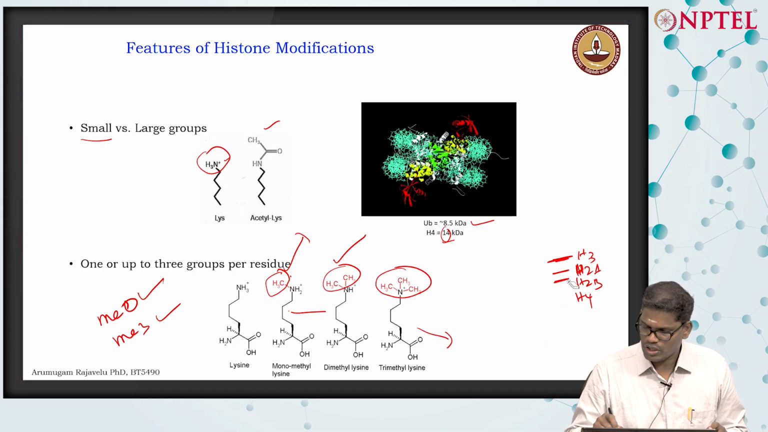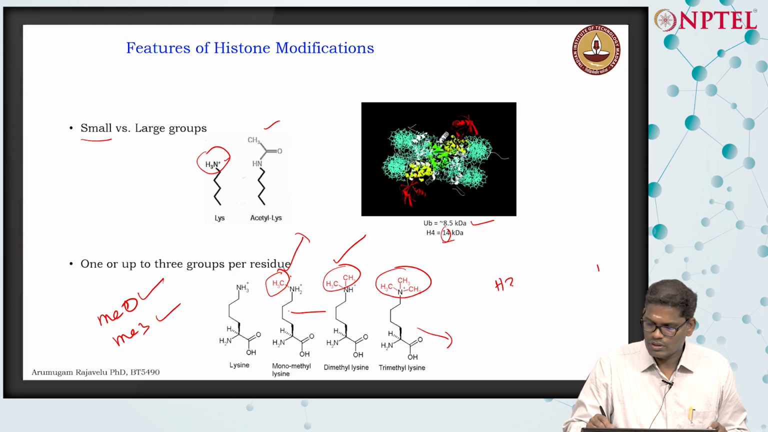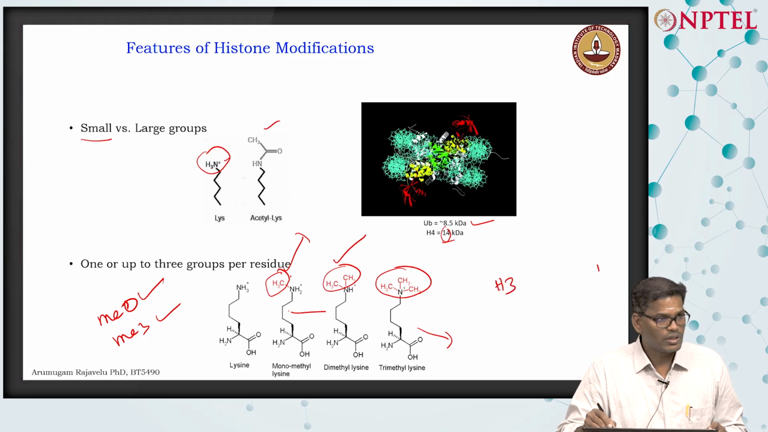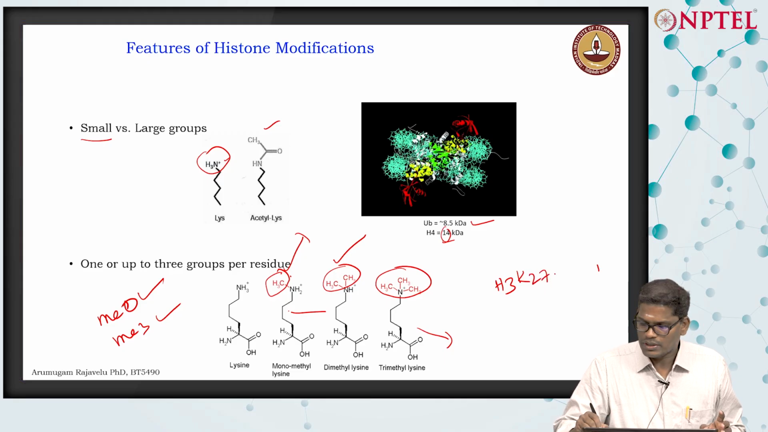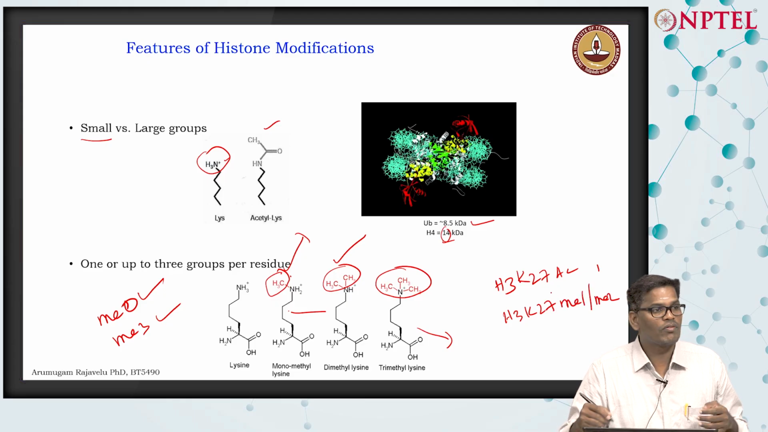For any modification on any protein, you should always write histone 3, the subunit of histone 3, and then which lysine, and the 27 means position 27. And if this position can be acetylated, you should write acetylated. For histone 3 lysine 27 methylated, you should write Me1 or Me2, whatever you identified. So this is how you define it.